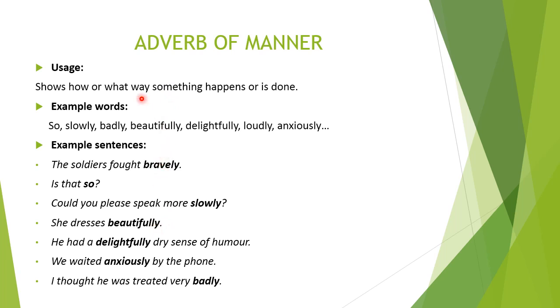Clearly, in the definition they are saying the way something happens or is done. So an adverb of manner is how the verb happens or how it is done. We have to write that. Once we identify that, that is an adverb of manner. Moving next.